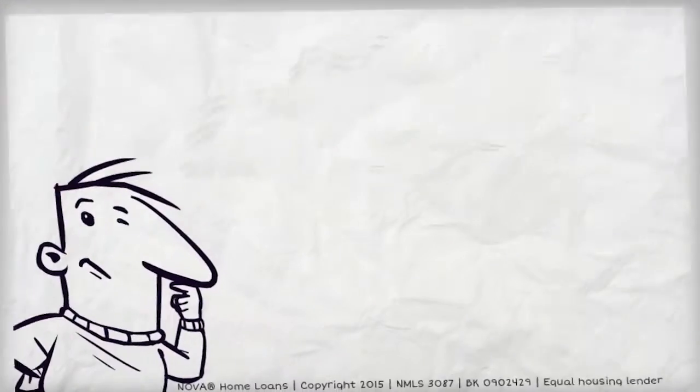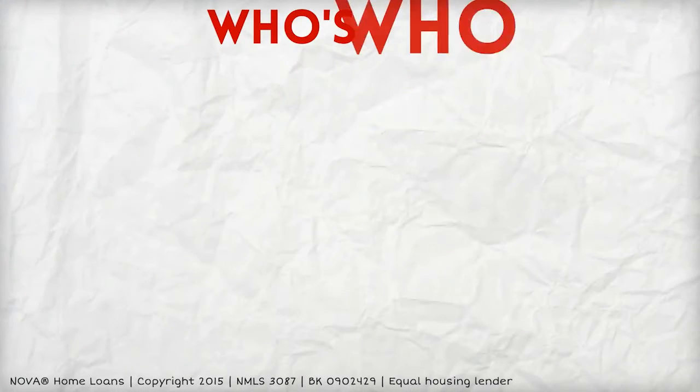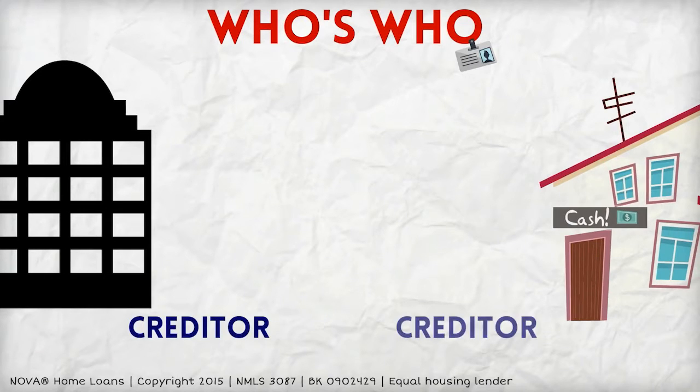Let's take a look at the who's who and the what's what for closing a loan and the forms that tie it all together. The first who's who is the lender, but we're actually going to start calling them creditors. But they only get that name if they close 5 or more loans per year. If they don't, well, then maybe you should use someone else.